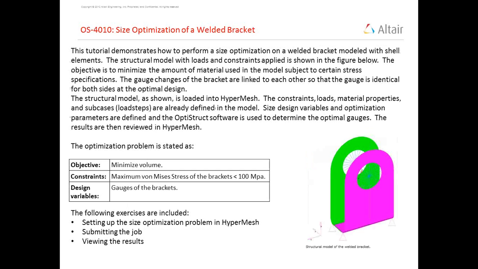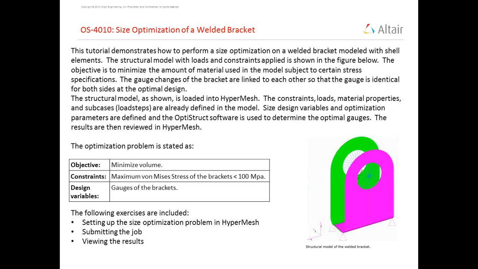The structural model with loads and constraints applied is shown in the figure below. The objective is to minimize the amount of material used in the model subject to certain stress specifications. The gauge changes of the bracket are linked to each other so that the gauge is identical for both sides at the optimal design. The structural model is loaded into HyperMesh.